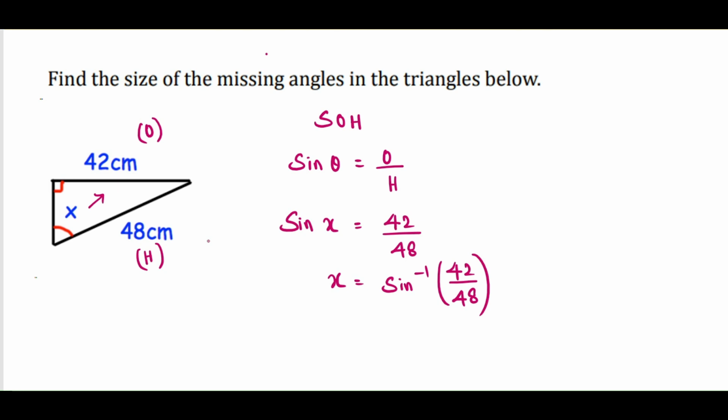This will usually be given in your calculator, and you can use that alongside your sine value when calculating questions in trigonometry. So in this case, we get x is equal to 61.0449753. So x is equal to 61.04 to 2 decimal places.